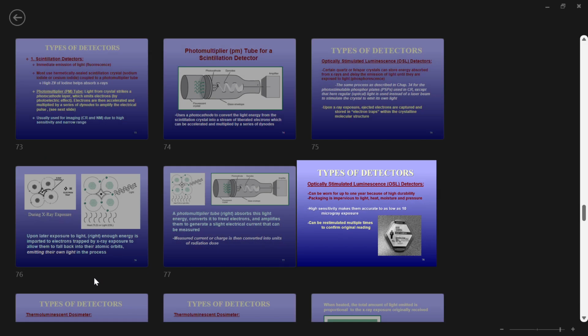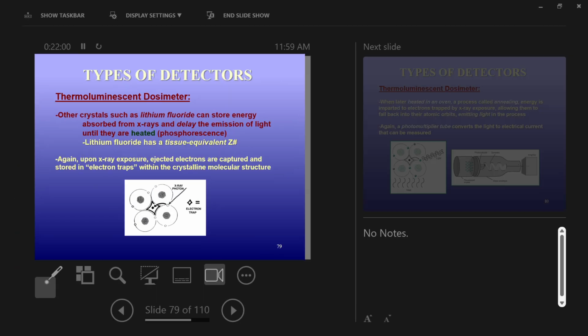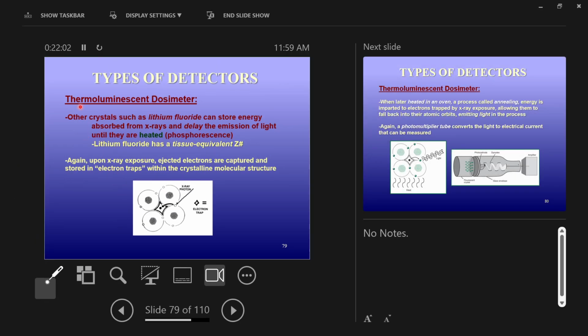Okay, so let me just bring up the TLD section so you can read that. So thermoluminescent dosimeters, right? Just a different crystal this time. Lithium fluoride does the same thing, stores the energy and delays the emission of light until they are stimulated. In this case, just by heat.